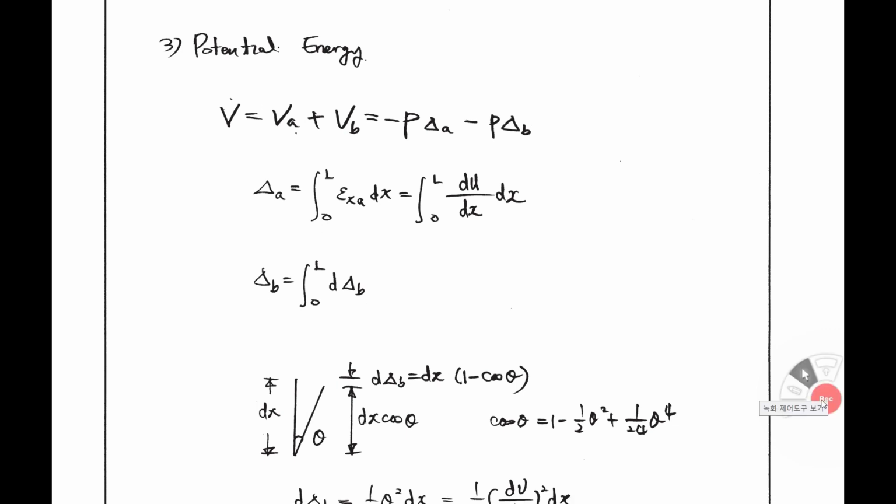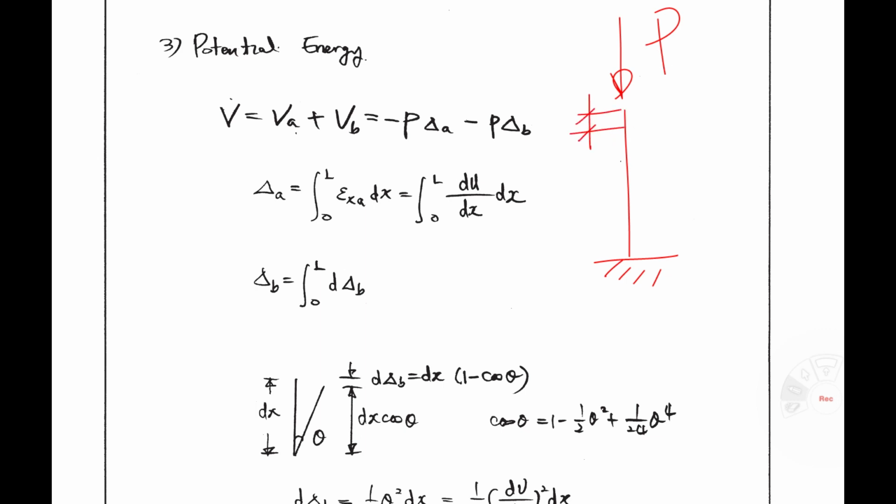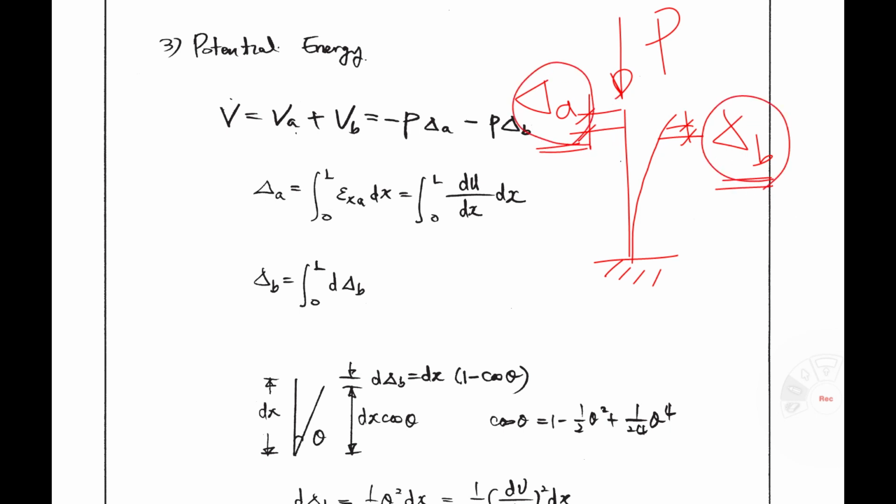We have to calculate the potential energy. Originally, this is a cantilever column. P is applied here. Then you have shortening here. This is delta A before buckling. And then when it buckles like that, you have additional deformation, delta B. So delta A is related to axial force, and delta B is related to bending behavior. This one is axial shortening. This is bending behavior. So the potential energy can be written as VA, VB.